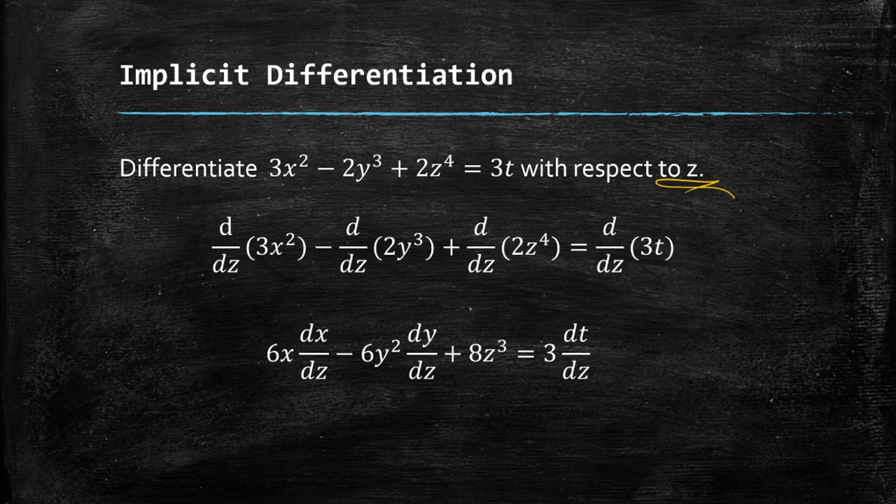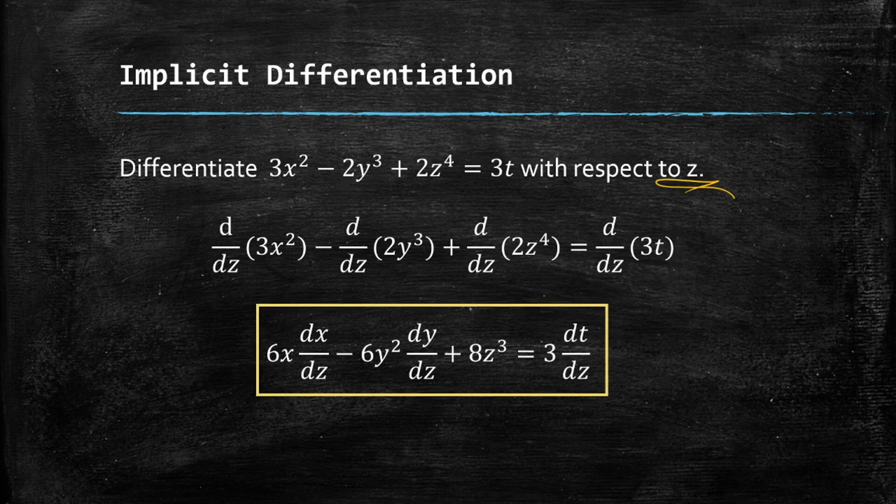Okay, and then for 2y cubed, we'll have 6y squared, then dy/dz. For 2z to the power of 4, since they are both z, there's no need to write dz over dz. It's just 1, so 8z cubed. Then for 3t, we have 3 dt/dz. Okay, and this is already the answer.